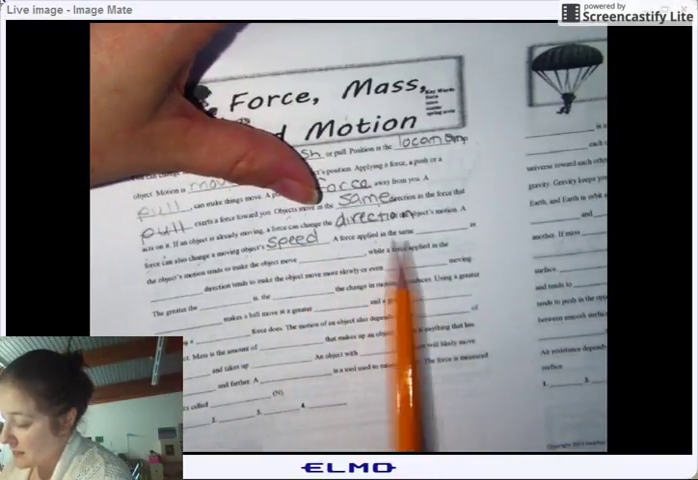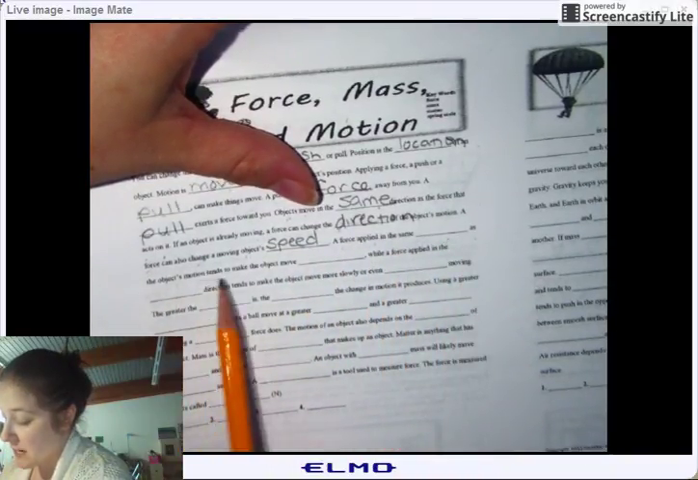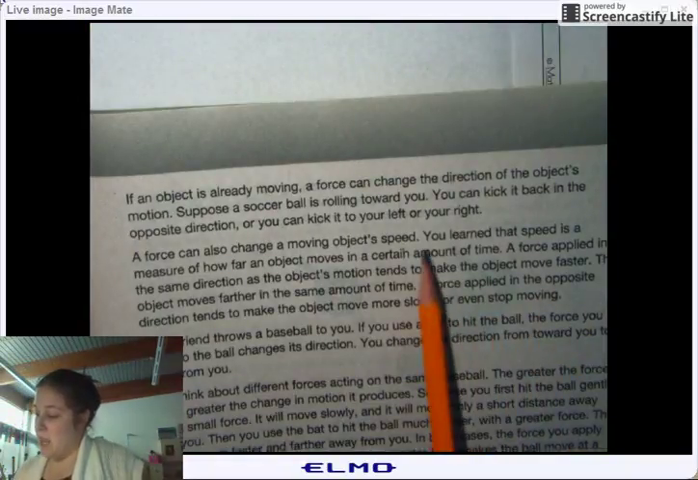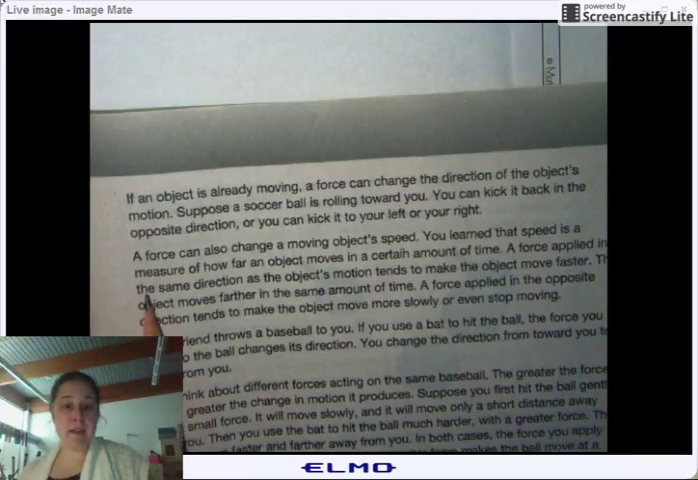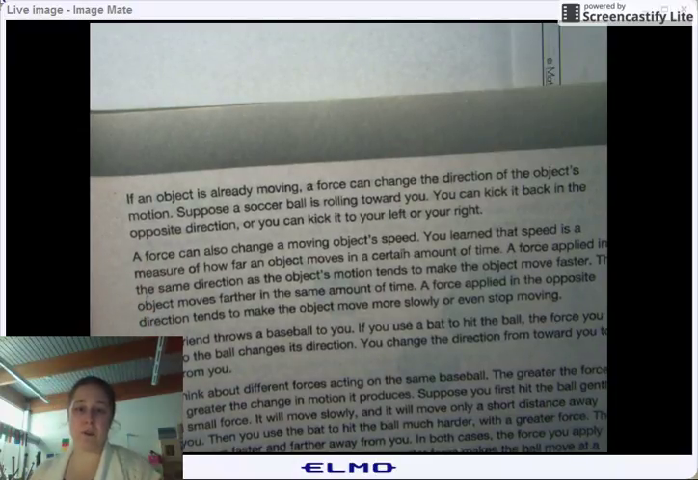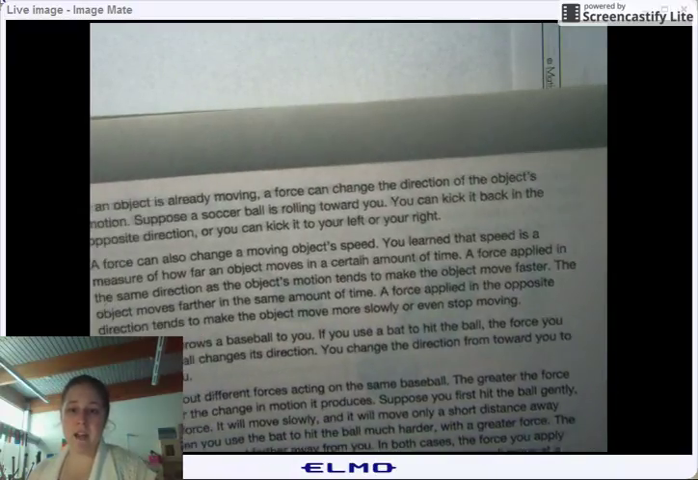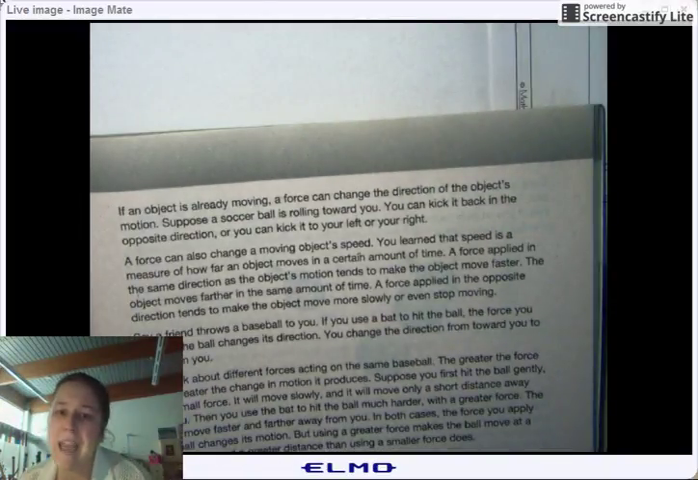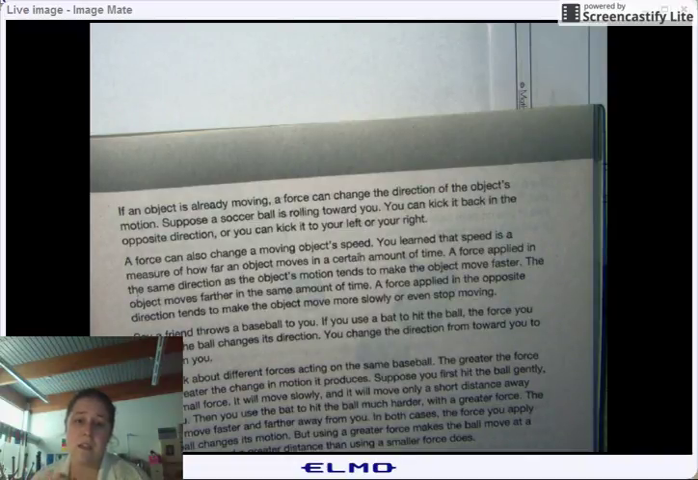A force applied in the same direction as an object's motion tends to make an object move faster. You've learned that speed is the measure of how far an object moves in a certain amount of time. The object moves farther in the same amount of time. A force applied in the opposite direction tends to make the object move more slowly, or even stop moving.